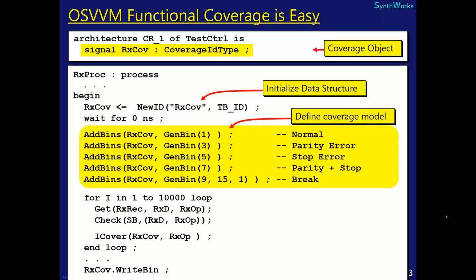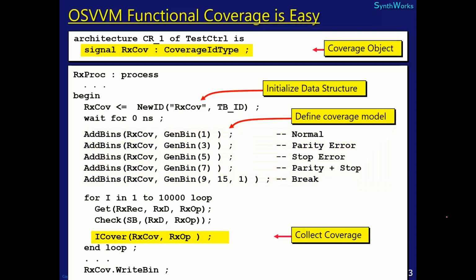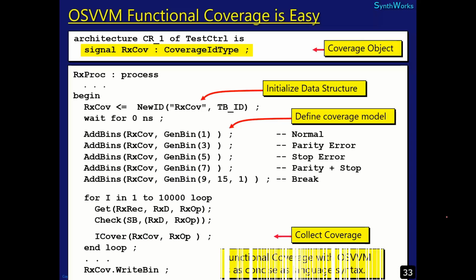So we define our coverage model. We're not going to have a chance to dig into this deeply here, but we define each bin, and then we collect our coverage. It's really that simple. And people say we need SystemVerilog because the language defines things like that. I disagree, okay? Because functional coverage with OSVVM is just as concise as language syntax, and that's really, at the end of the day, what we're looking for.